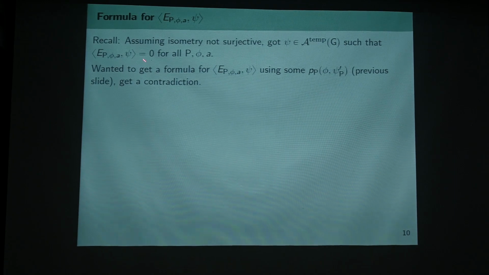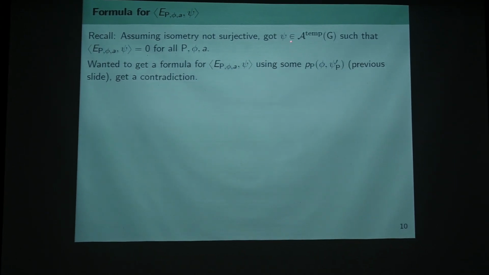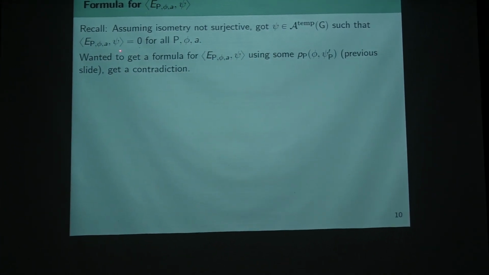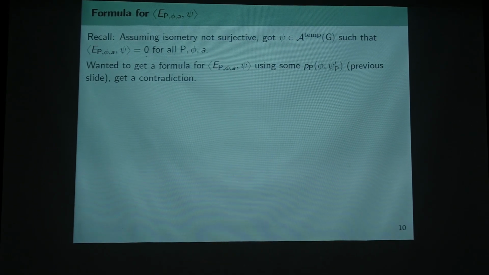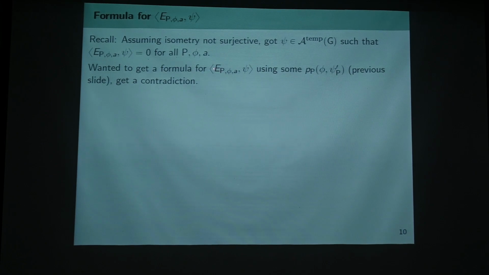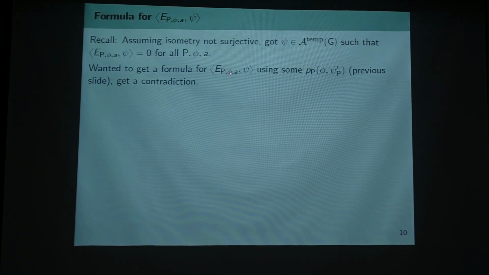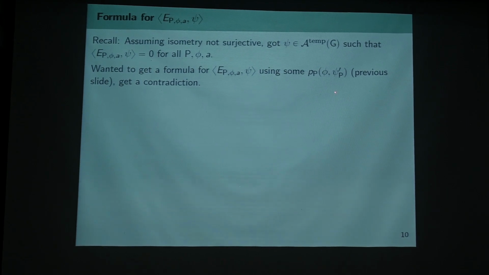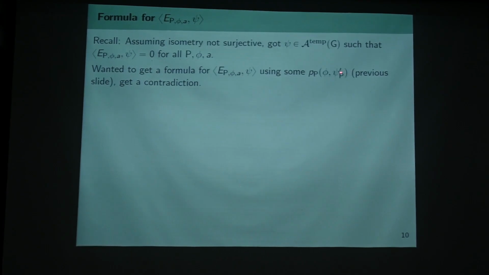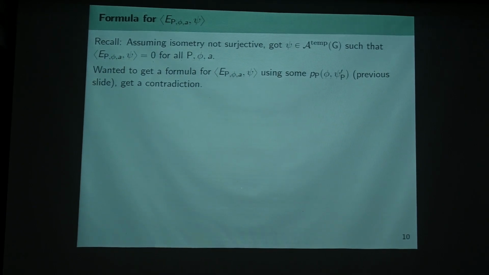Okay? So recall that assuming that the isometry is not surjective, we got a tempered automorphic form that pairs to 0 with wave packets. So now, what should you do? You wanted a formula for the pairing between a wave packet and psi in terms of pairings of the form that we saw in the previous page. And then we need to somehow get a contradiction.